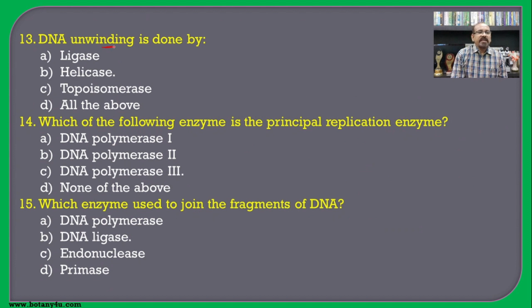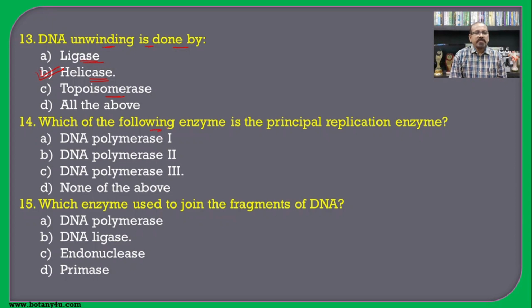Then, DNA unwinding is done by, as we saw in the last question, helicase, which unwinds the DNA molecule by breaking the hydrogen bonds, and hence it is the correct answer. Earlier we saw that ligase is responsible for joining DNA fragments or sealing the gap between DNA strands. Topoisomerase acts on negative supercoiling, and hence B is the correct answer for this question.